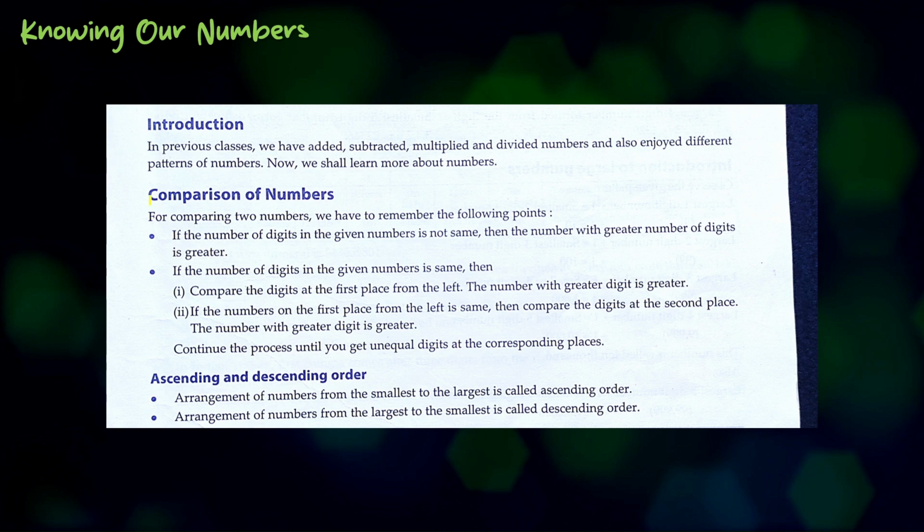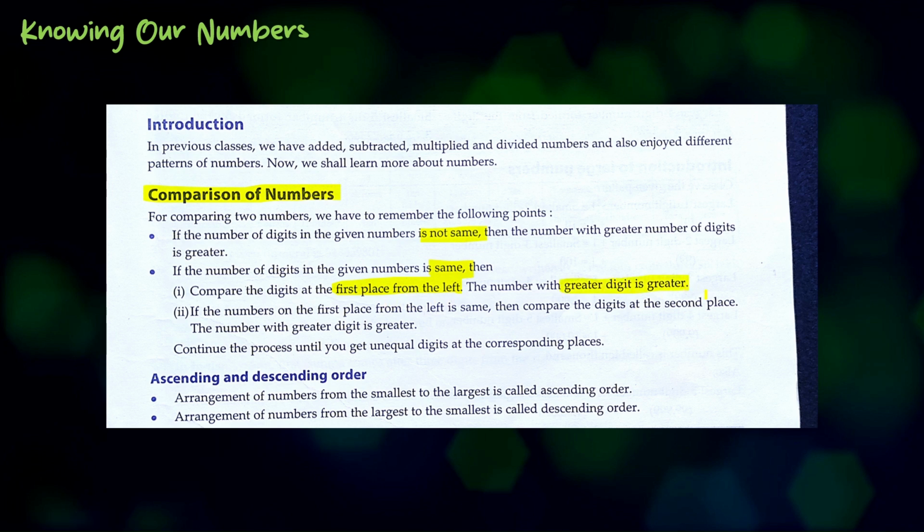For comparing two numbers, we have to remember the following points. First, if the number of digits in the given numbers is not the same, then the number with the greater number of digits is greater, obviously. Second point, if the number of digits in the given numbers is the same, then these two rules apply. Number one, compare the digits at the first place from the left. The number with the greater digit is greater.